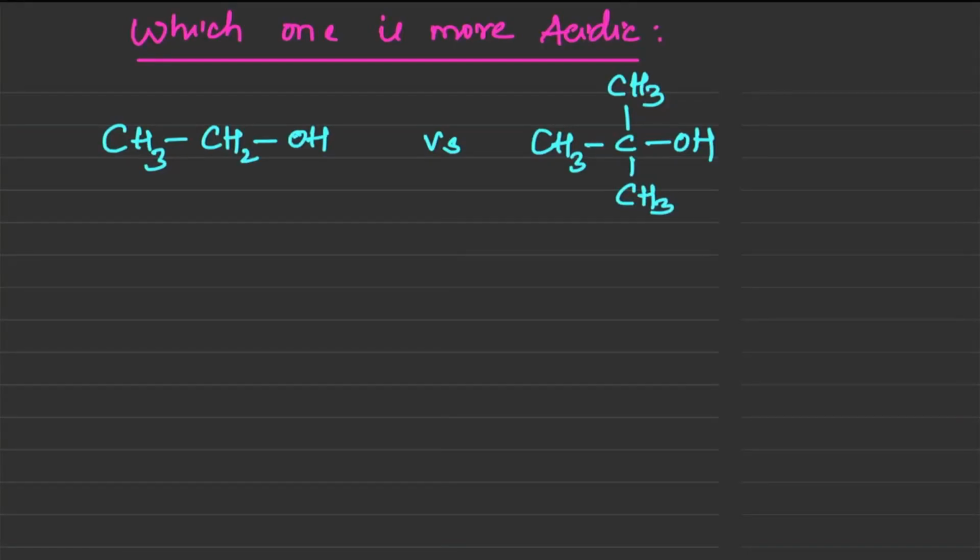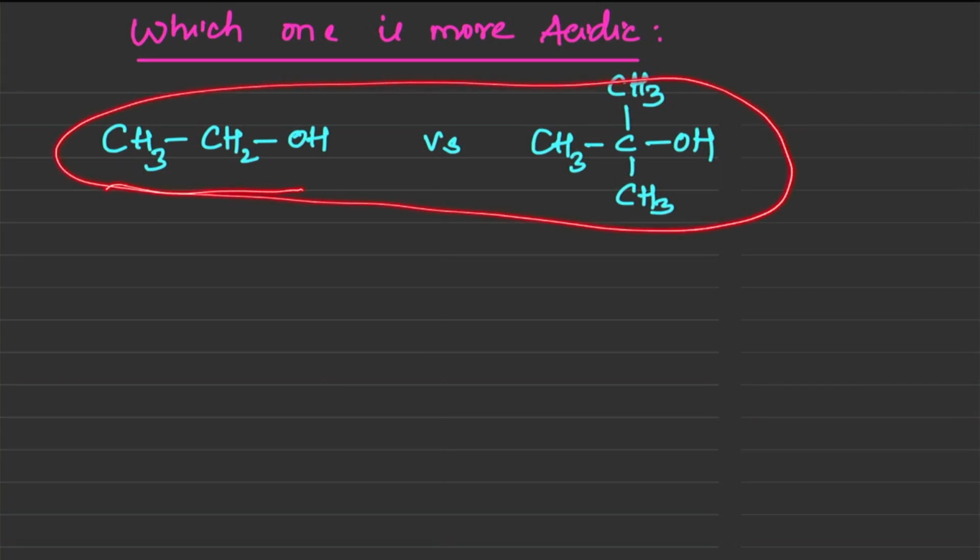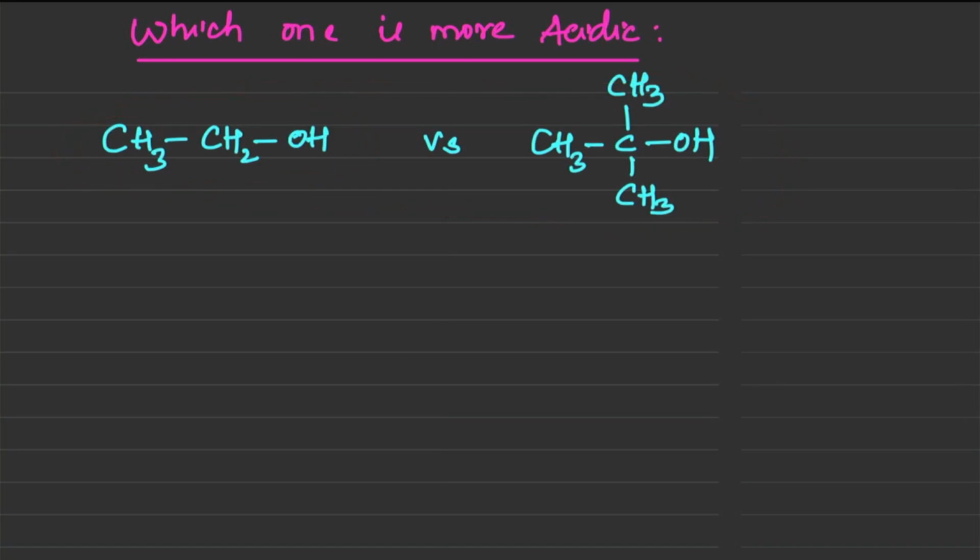Hello everybody. In this video we will discuss another problem to figure out which one of these alcohols. So we have ethanol on the left and tertiary butanol on the right, and we'll find out which one of them is going to be more acidic. So in this video we will discuss another effect called solvation effect.